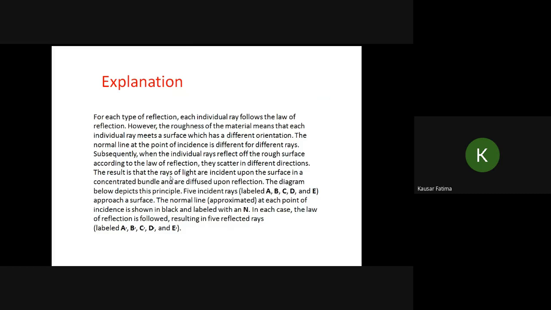The result is that the rays of light are incident upon the surface in a concentrated bundle and are diffused upon reflection. The diagram is not below, it is in the previous page. Okay, so it shows 5 incident rays, which I have just explained.